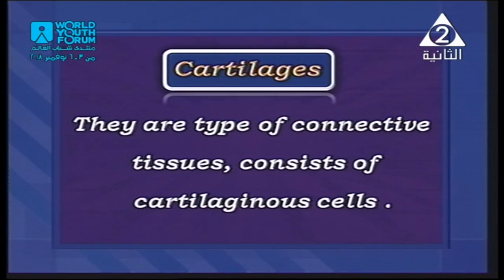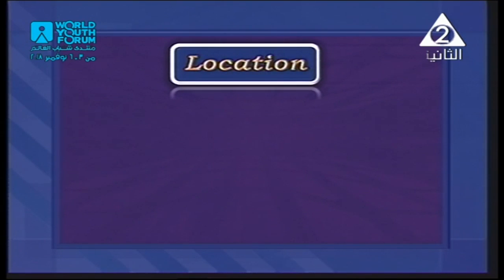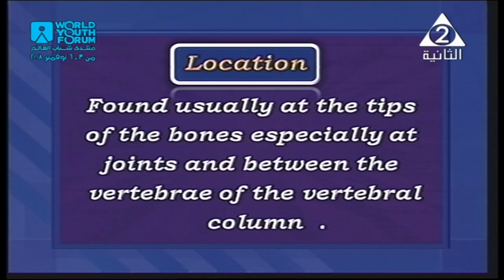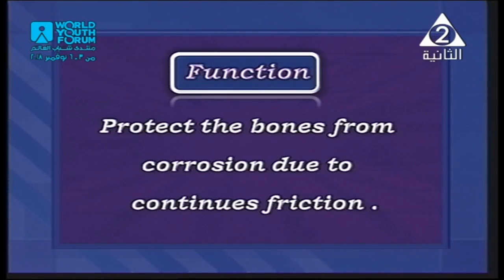What about the location and function of cartilage? As I told you again, in each part I need you to tell me location and function. Location of the cartilages: they are found at the tips of the bones, especially at joints and between vertebrae of the vertebral column. This is the location, okay? And what are they doing? The function: protect the bones from corrosion due to the continuous friction between the bones.